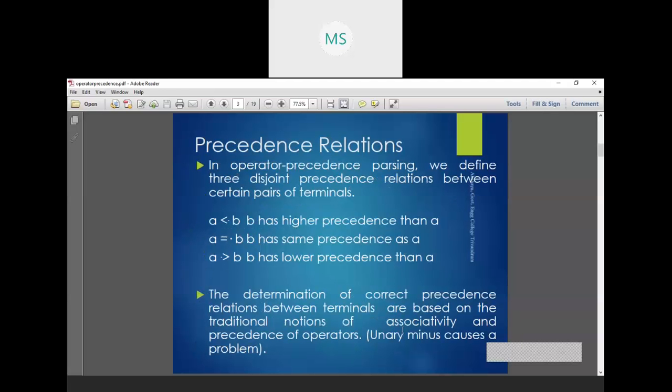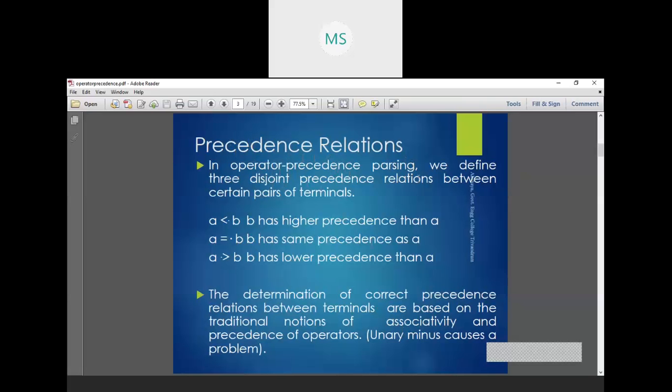Now I have an operator grammar and I have an input. Assume for that grammar I have ID plus ID star ID. How can I make a relationship between those inputs? I have to write the relationship between ID and plus, between plus and ID, and star, like that. To write a relationship between the input, I have to use three constraints to write the operator precedence relation.